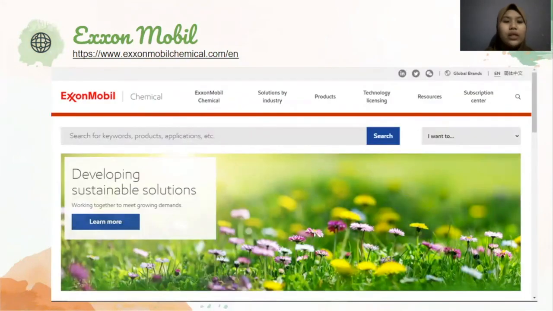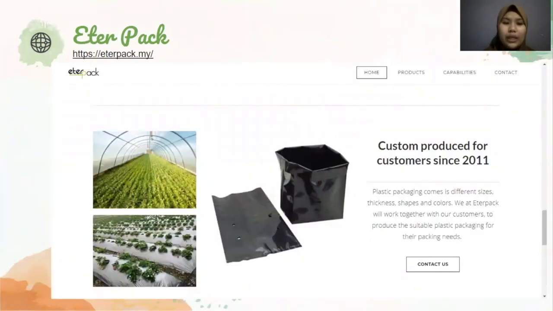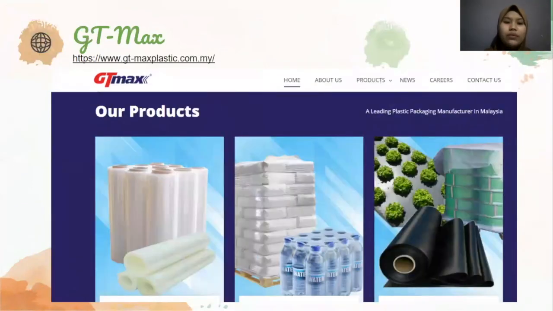Next, we have ExxonMobil Chemical, which is located at Menara ExxonMobil, Kuala Lumpur. This is one of the largest chemical companies worldwide. Next, Petronas, the Petrochemical company, which is located at Nilai, Negeri Sembilan. And lastly, we have GT Max, which is located at Klang, Selangor.